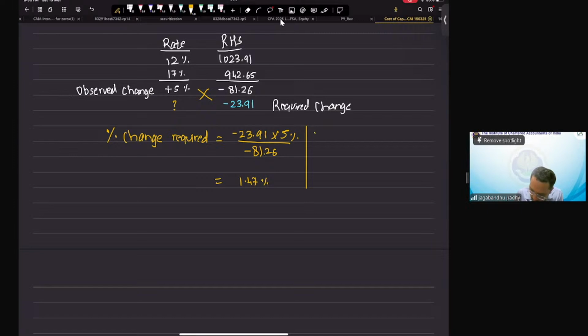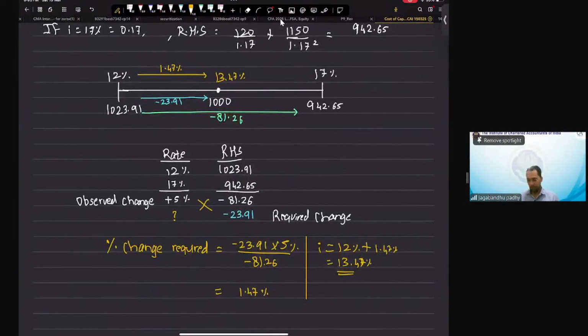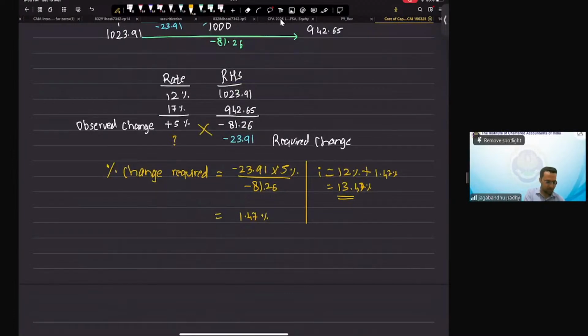If our required change was 1.47%, can you tell me what the i value will be? Of course, 12% plus, since we want a positive change, 12% plus 1.47%. This is 13.47%. So you can say this number over here is 13.47%, because we wanted to increase this by 1.47%. That's 13.47%.